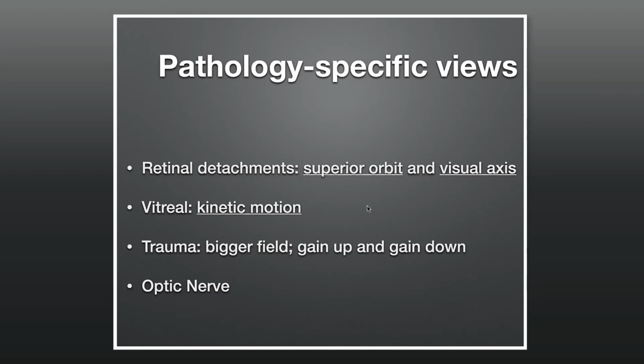So, some pathology-specific views. We already talked about the superior orbit view for retinal detachments and the visual axis view to look at the macula. Kinetic motion can be helpful for you. So the specific views that we ask about for QPath for extra credit are kinetic motion, trauma, where we can be looking at some extra views, and then optic nerves.